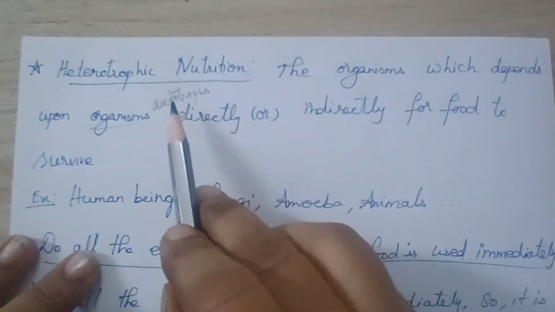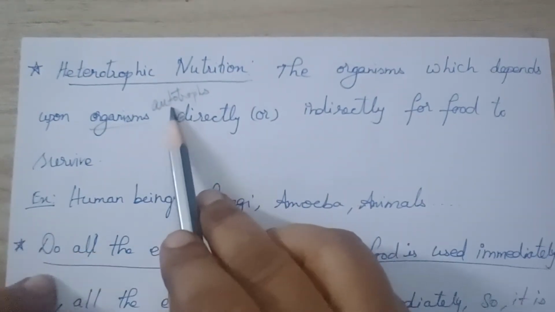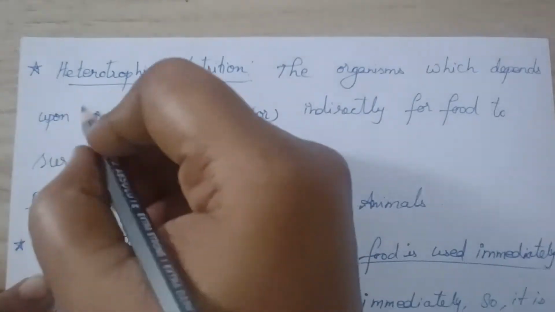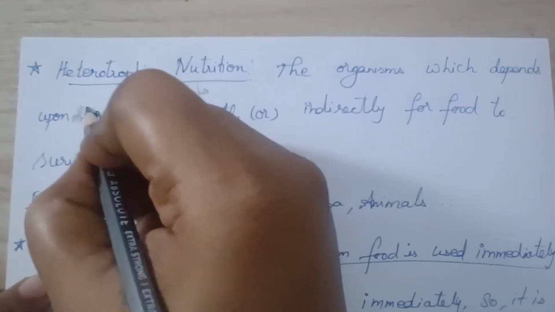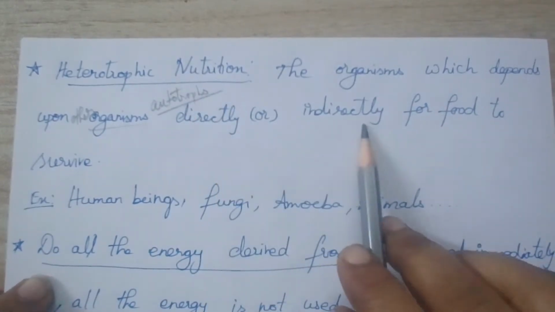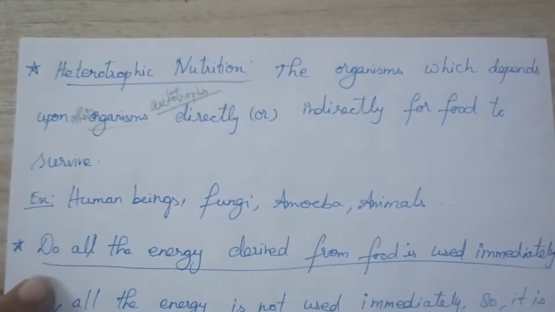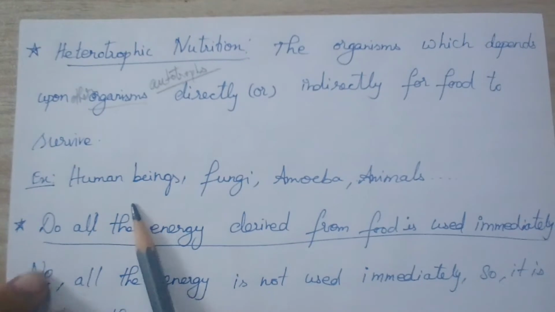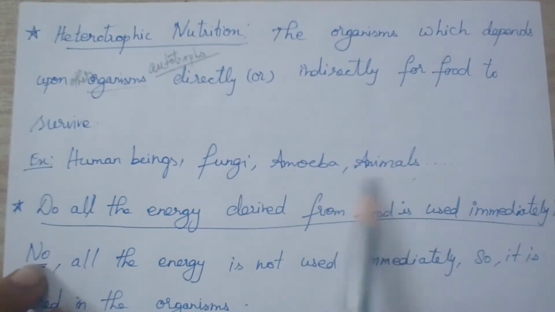Okay, the autotrophs prepare their own food, right? The organism which depends upon the other organism, which is your autotrophs, directly or indirectly for food to survive. For survival it depends upon the autotrophs. For example, human beings, fungi, amoeba, animals like that.